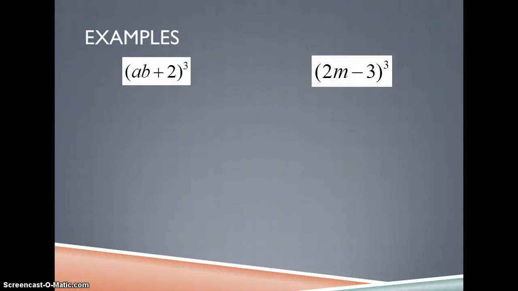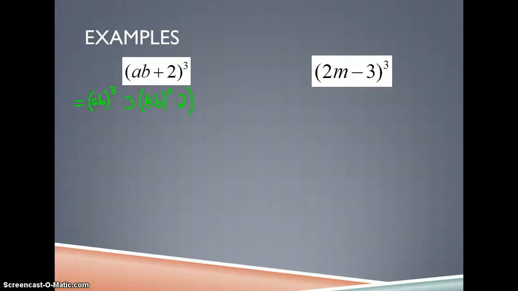So this first one, it's the sum of a binomial cubed. So what we do is we cube the first term. So that's AB cubed. I'm going to show a little more work than we normally would, but that's okay. And then what we do is we do 3 times the first term squared times the second term. So that's 3 times the first term squared, which is AB squared, times 2.